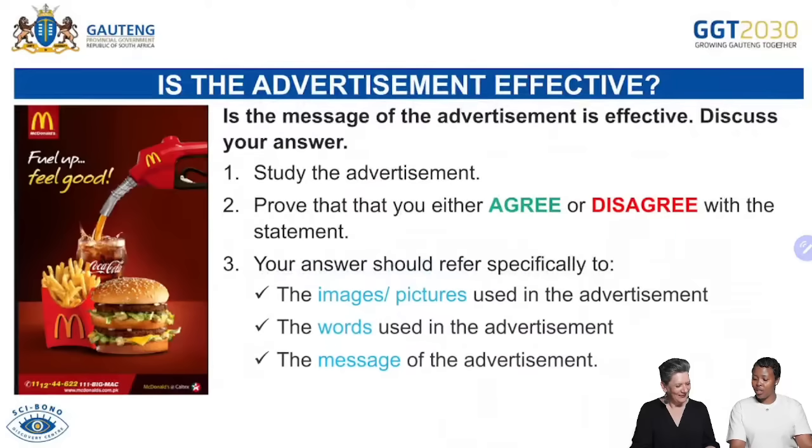And then not only that, your answer should refer specifically to the images or the pictures that are in the text, the words as well as the message communicated in the advertisement. And once all of these are done, then we can easily be convinced that the advert was effective or the advert was not effective. Remember, we spoke about combination answers. That is also a safe place to be, but you need to be clear why you agree, why you disagree. Yes.